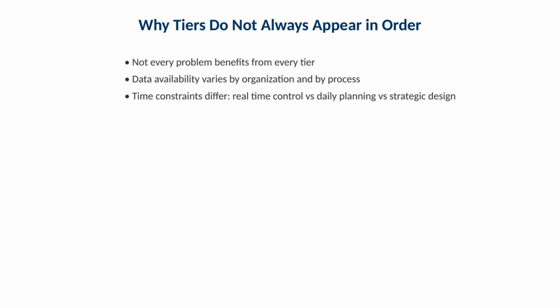Across the 101 problems, tiers do not always appear in the same pattern. Some problems are best solved with a strong baseline model and a simple heuristic, while others justify advanced learning, simulation, or quantum-inspired optimization. The point is to match the method to the problem context and constraints.